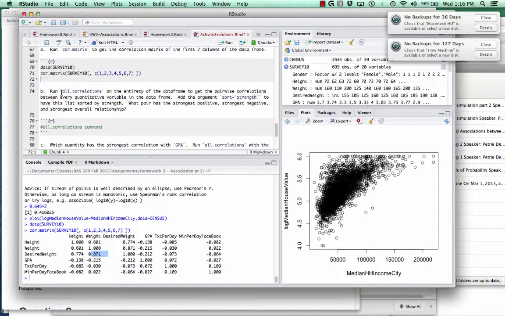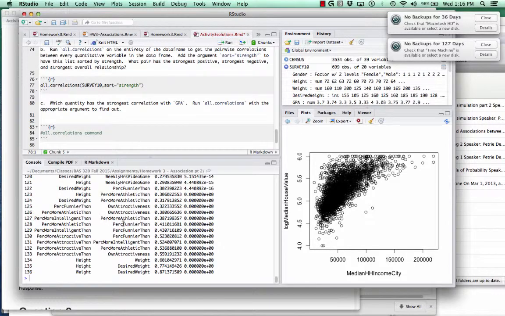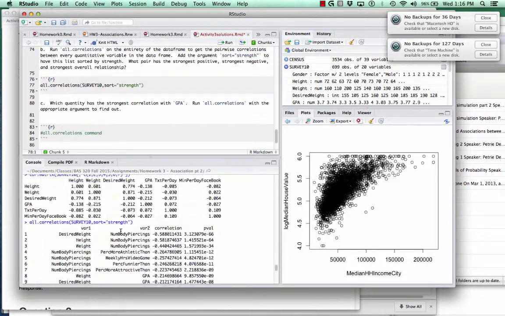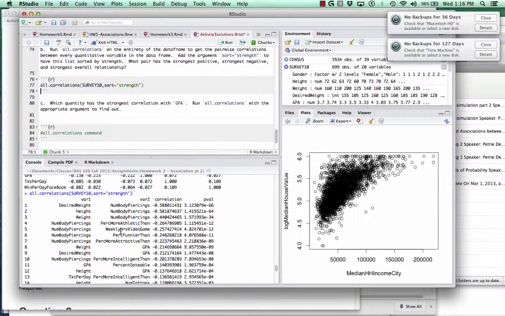So a better way is to actually run all correlations, and in this case, we're not going to restrict ourselves to the first 7 columns. We can run all correlations on the entirety of the data frame by typing in the name of the data frame, and we're going to add the argument sort equals strength so that this list is sorted from the most negative up at the top to most positive at the bottom. We know a correlation is strong when it's very negative, close to -1, or very positive, close to 1.